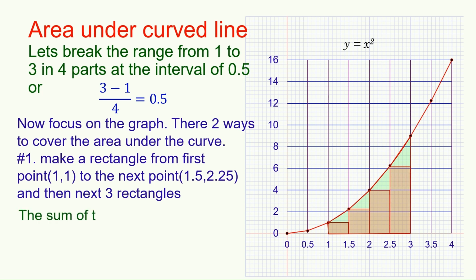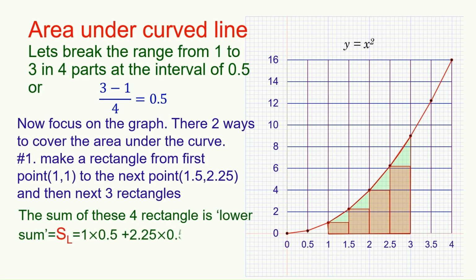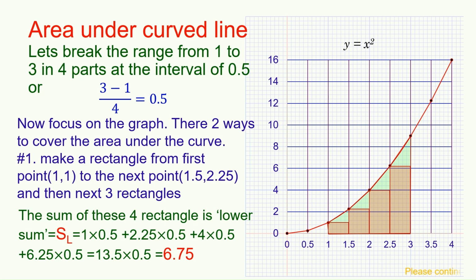The sum of these 4 rectangles is the lower sum, SL, equals 1 times 0.5 plus 2.25 times 0.5 plus 4 times 0.5 plus 6.25 times 0.5, which is 13.5 times 0.5 equals 6.75.